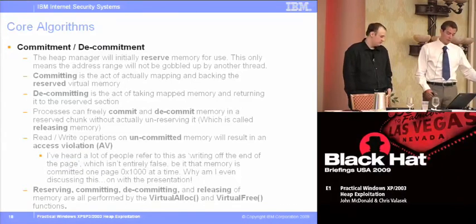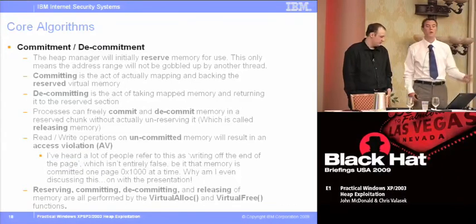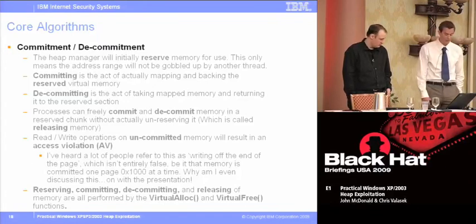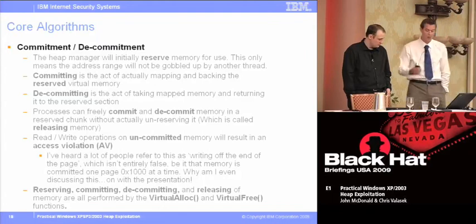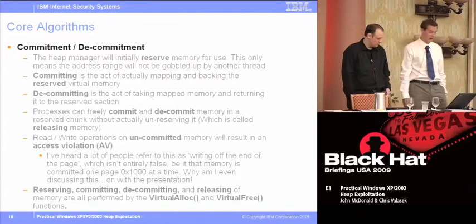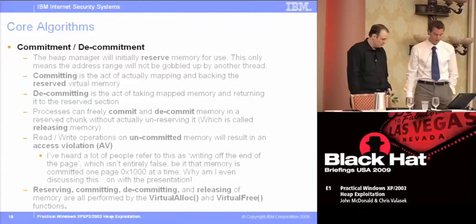A lot of people, if you try to read, write, or execute in non-committed memory, you're going to get an access violation. I've referred to it myself as writing off a page. If you're, say, doing an overflow and you write into memory that hasn't been committed yet, I guess that's kind of true, because it commits it one page at a time, and you can say whatever you want.